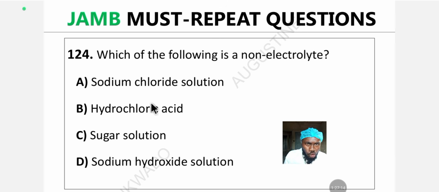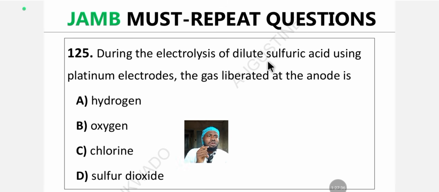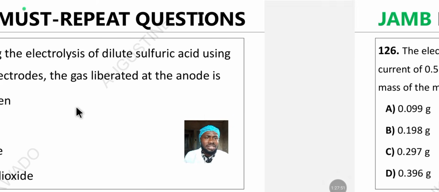A. Sodium chloride solution. B. Hydrochloric acid. C. Sugar solution. D. Sodium hydroxide solution. What's the answer? Drop the answer in the comment section. Question 125. During the electrolysis of dilute sulfuric acid and using platinum electrode, the gas liberated at the anode is what? A. Hydrogen. B. Oxygen. C. Chlorine. D. Sulfur dioxide. What's the answer? Drop the answer in the comment section.